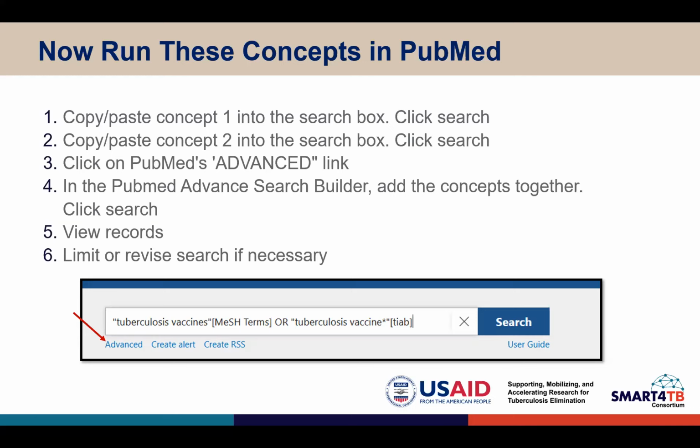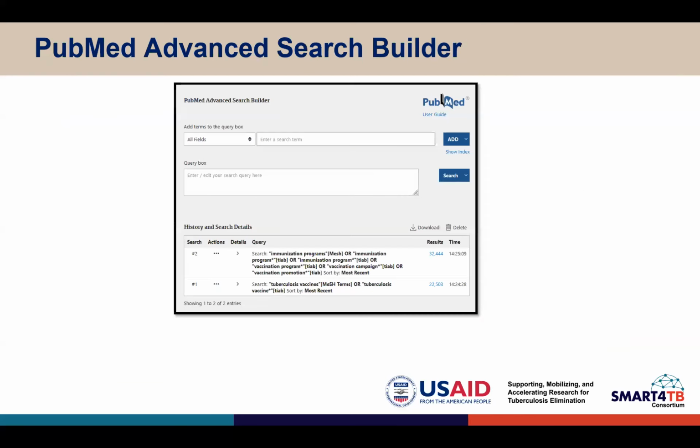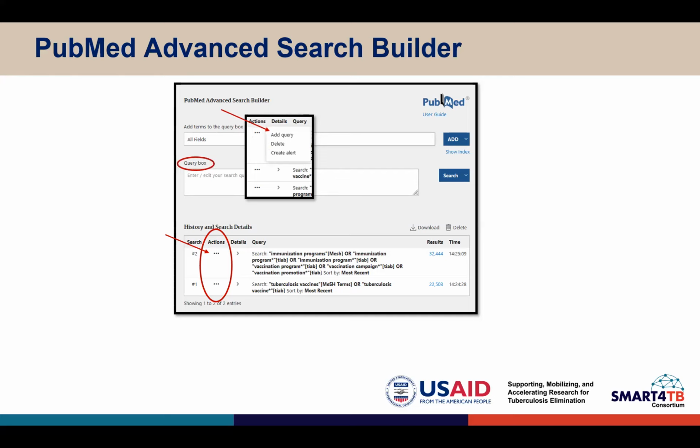And just below the search box, as you can see there, there's the word advanced. And that's where you're going to add the concepts. So here is PubMed's advanced search builder. Looks pretty innocuous, but I'm going to show you. Right here, under our history, there is the word called actions and those three dots. That is extremely important because I'm going to do the first one, which was immunization programs. And I'm going to click on those three dots, as you can see, and this pops up. And it's going to give me options. Do I want to add to the query or delete or create alert? I want to add to the query, and the query is the query box right there.